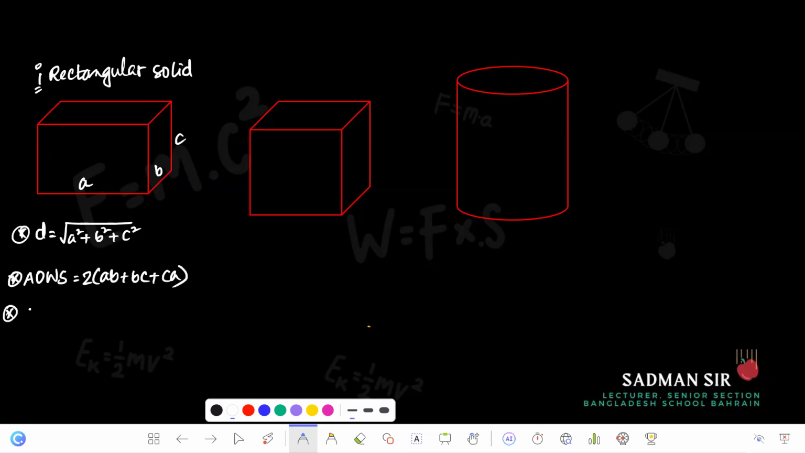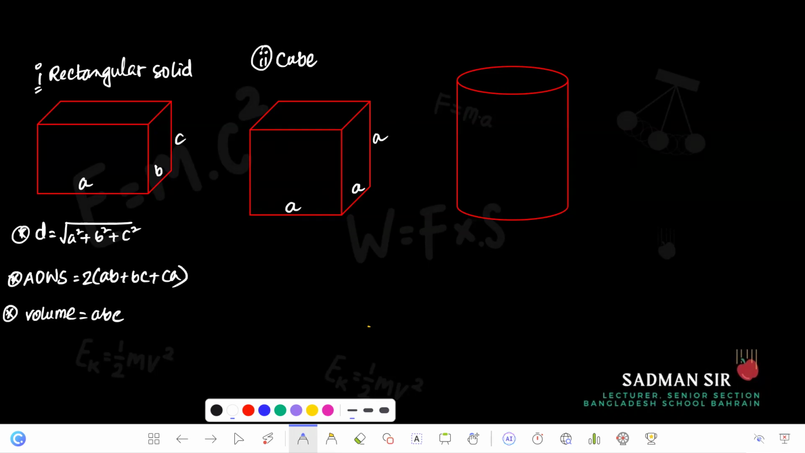Then volume. Volume is abc. And then number two, this is the cube. Now a cube looks like a rectangular solid, right? The difference between a rectangular solid and a cube is that the length, breadth, and height are all equal to each other in this case. The length, the breadth, the height, all three of them will be the same. Then we can say this is a cube.